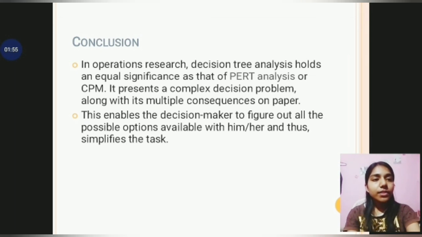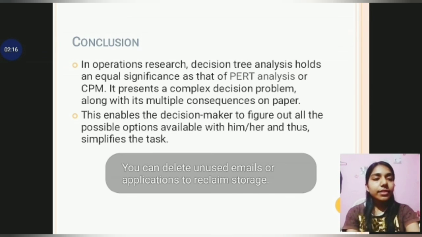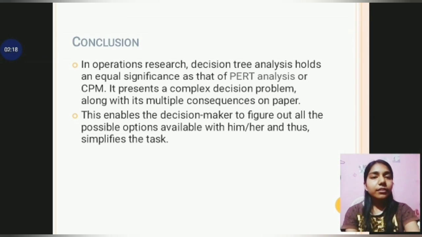And the conclusion is that in operation research, decision tree analysis is also considered as important as PERT analysis and CPM. It helps the decision maker in solving complex problems by which they can take the decision. This enables the decision maker to make the optimum solution and simplifies the task.